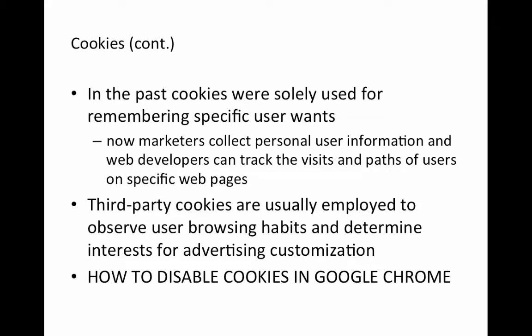So in the past, cookies were solely used for remembering specific user wants, but now marketers can collect personal user information, and web developers can do the same thing. What they'll do is track your visits on specific web pages, and they will customize certain ads for you. This can be done by third-party cookies as well, which are usually employed to observe user browsing habits and determine interests for advertising customization.